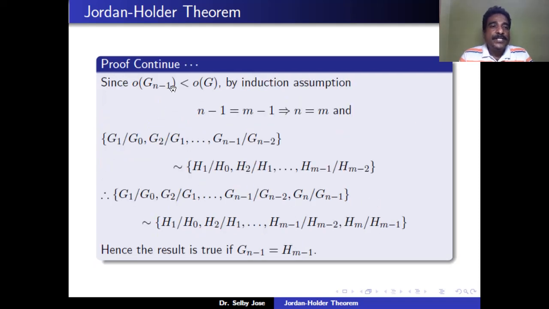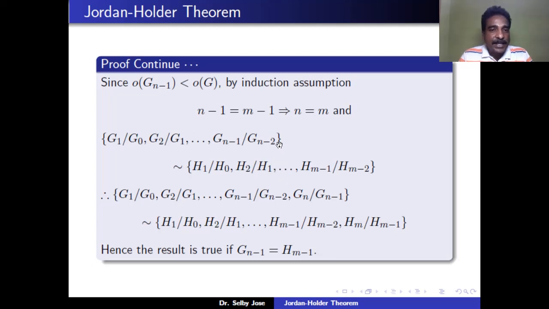Because order of Gn-1 is less than order of the group, by the induction assumption, the number of terms is the same. That means n-1 is equal to m-1, which means that n is equal to m. And G1 mod G0, G2 mod G1, that means the factor groups of the first composition series are in 1-1 correspondence with the factor groups of the second composition series.